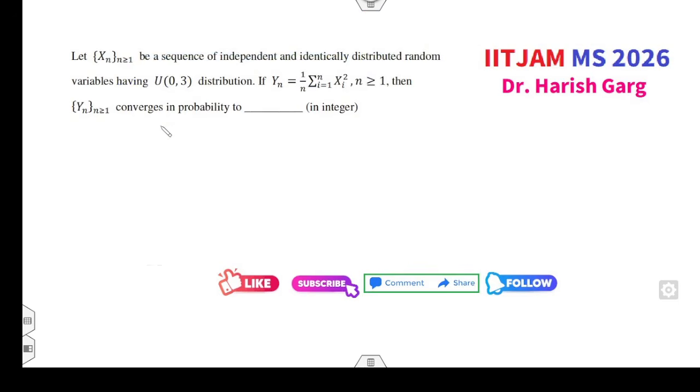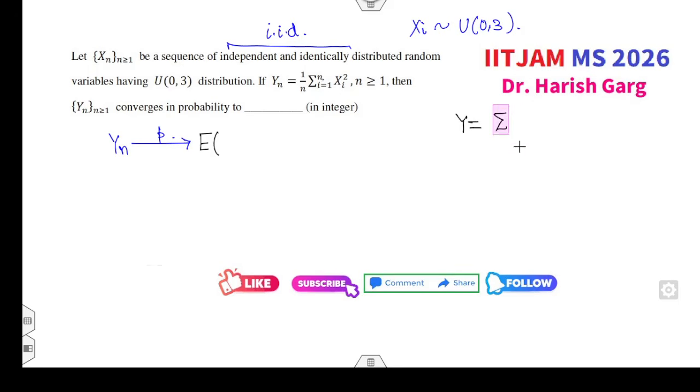Look at the next one. Xi's are a sequence of IID random variables from the uniform distribution on 0 to 3. Then Yn converges in probability. What did I tell you? Whenever the variables are IID, it will converge to the expected value, that is the mean of Xn square. Fine. So that is the target.